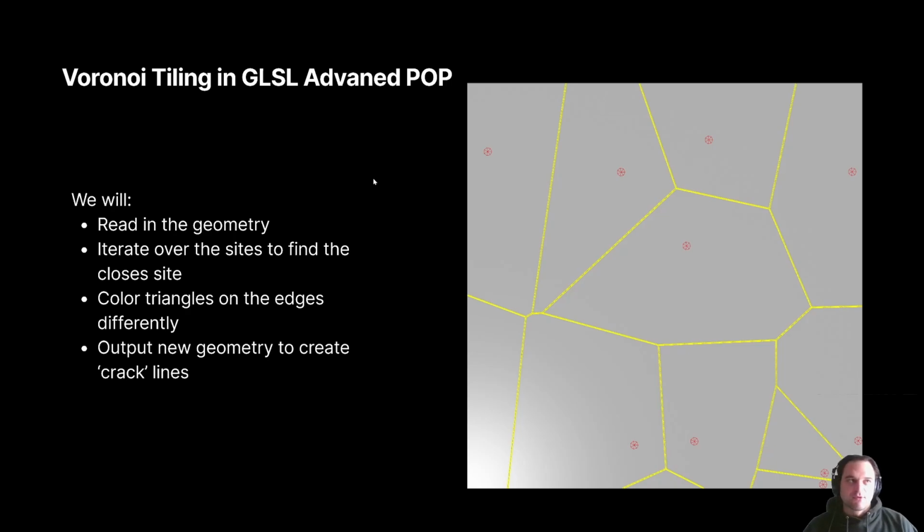So here's an example of what we're going to be recreating in real time in TouchDesigner. We're going to read in geometry. We're going to iterate over all of the sites to find the closest site to each vertex. We'll then apply a different coloration to the triangles on the cracks. And then finally, and this is going to be a part 2, we're going to output completely new geometry to create these lines that are rendered over the cracks. Okay. So part 1 is going to be doing the Voronoi tile, and part 2 is going to be creating the new geometry, because I think it will be too long to do all at once. So that's what we're doing.